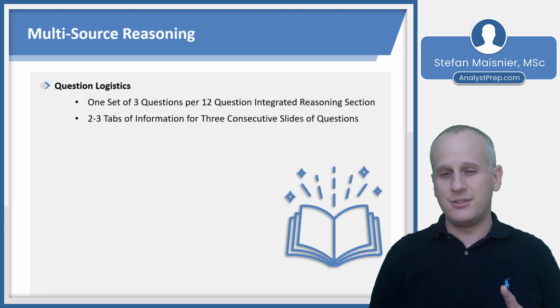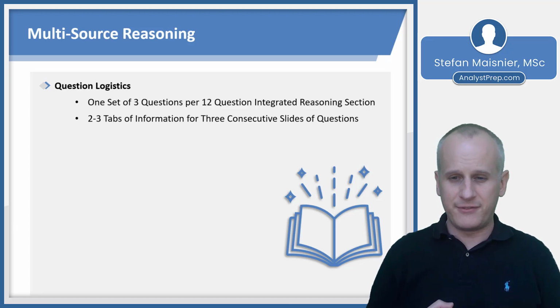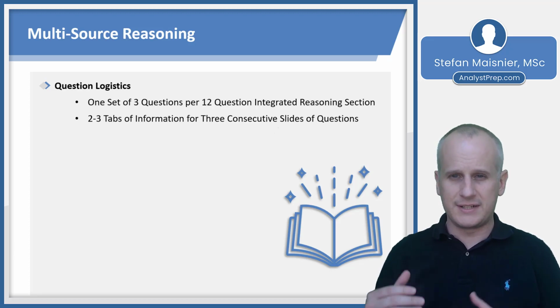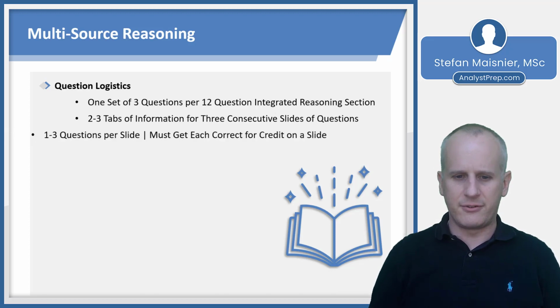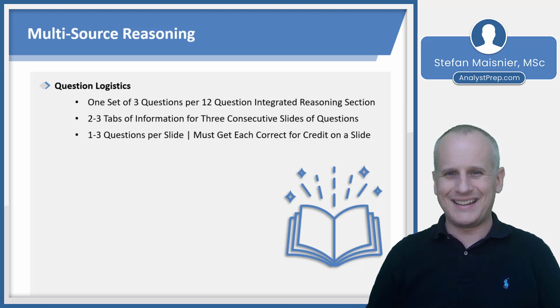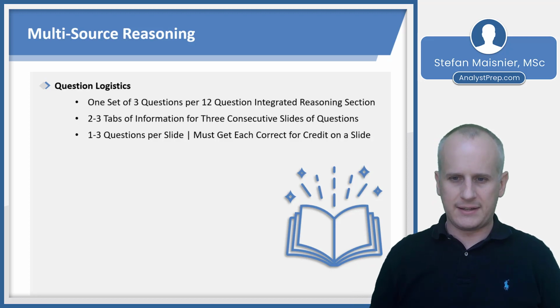You could have different types of information. You can have a little passage. You can have a table. You can have some figures. There's a whole bunch of different pieces of information they can provide you, but you're going to have 3 straight question slides to address that information. And on those question slides, you can have anywhere between 1 to 3 questions per slide. And again, you have to get each part of the slide correct to get credit for that slide.